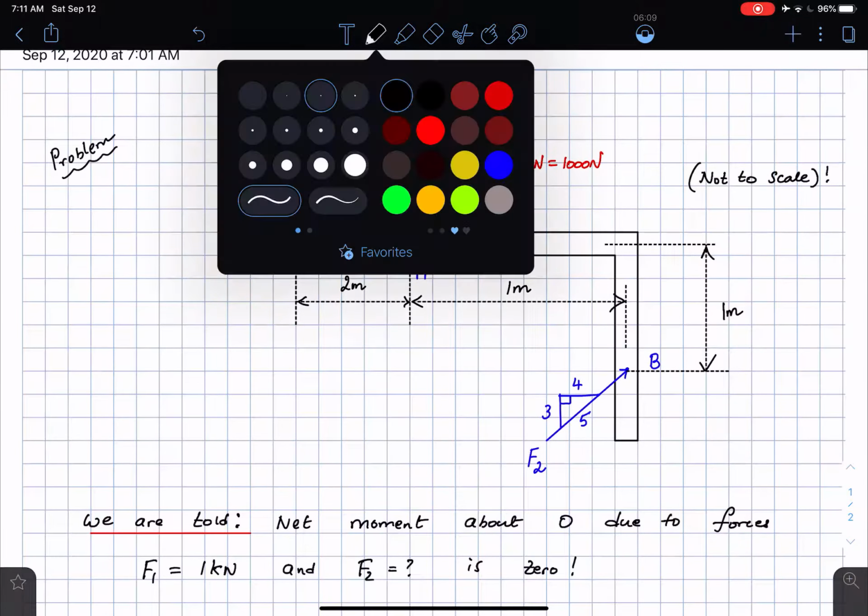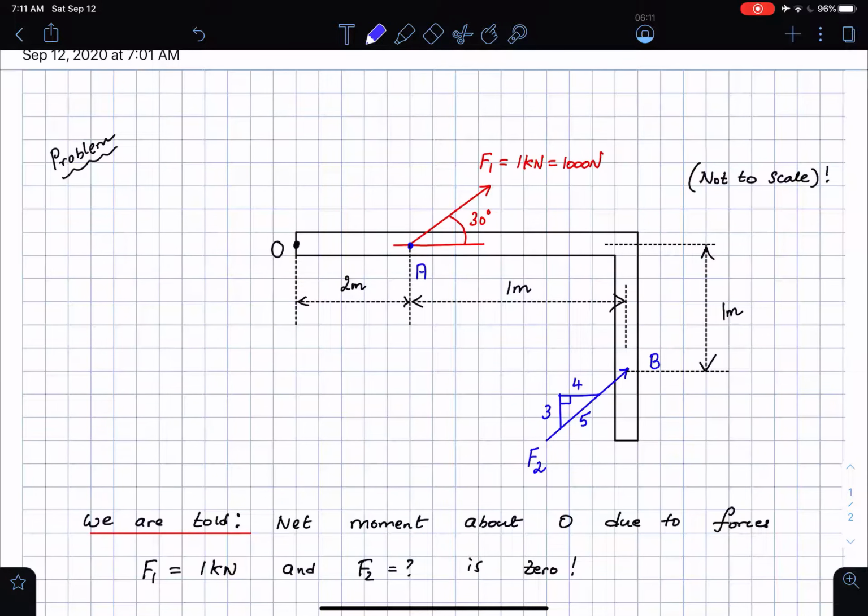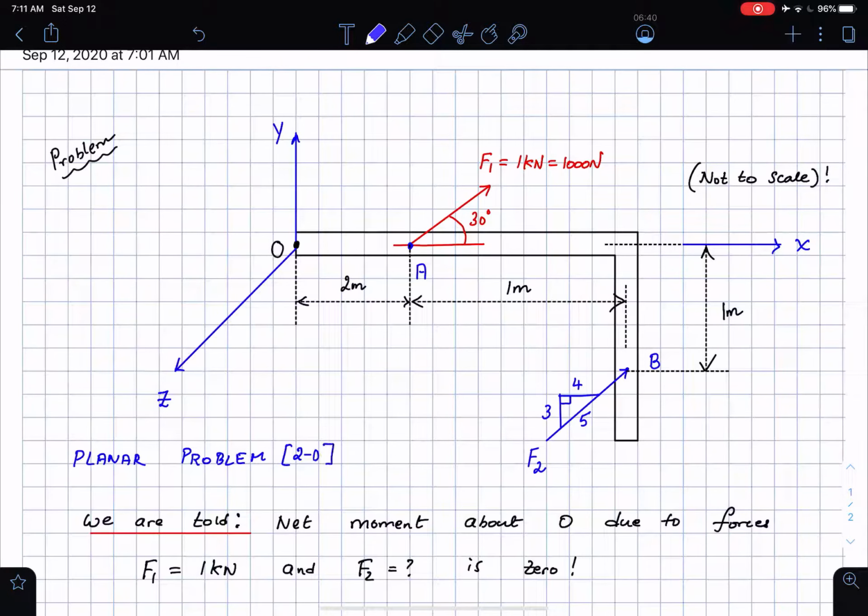The first thing I typically do in any of these problems is set up an axis. Okay, so I'm going to do that here. So this is going to be my y-axis. Okay, then this distance, I'm going to say that is the x-axis, which means the axis that is coming out of the page is the z-axis. Okay, this is a planar problem, or a two-dimensional problem.